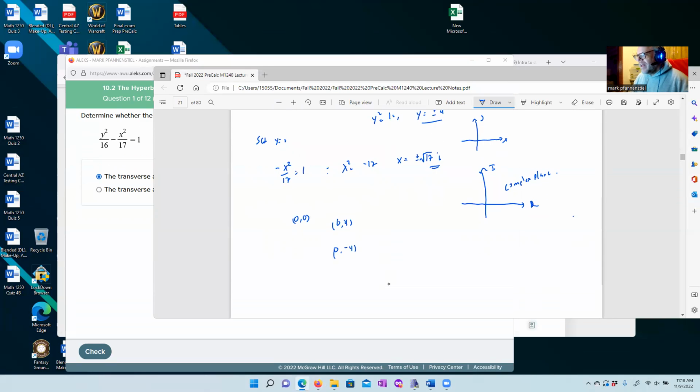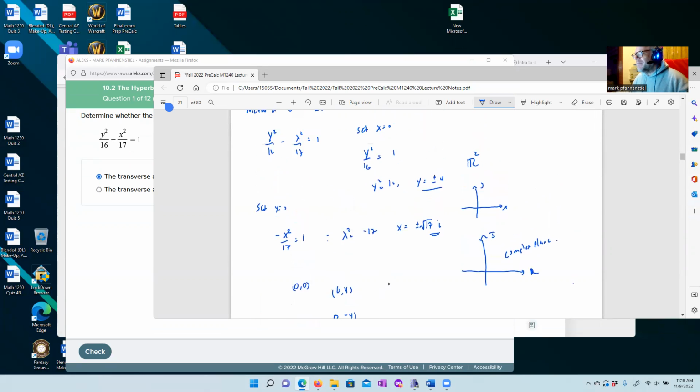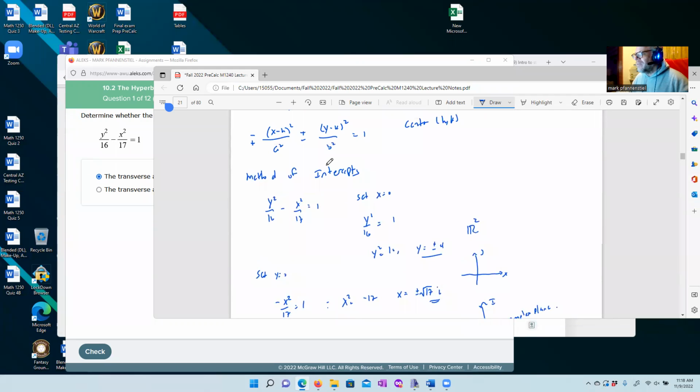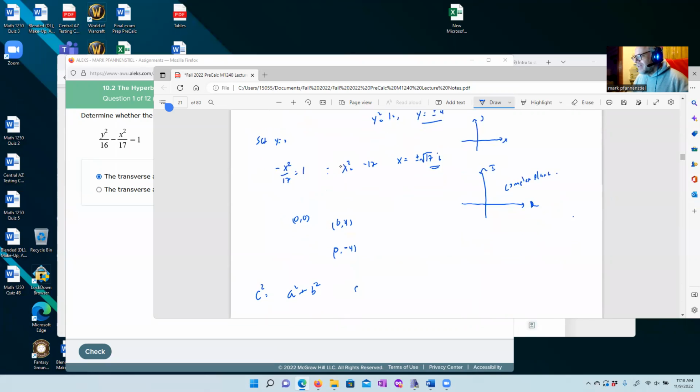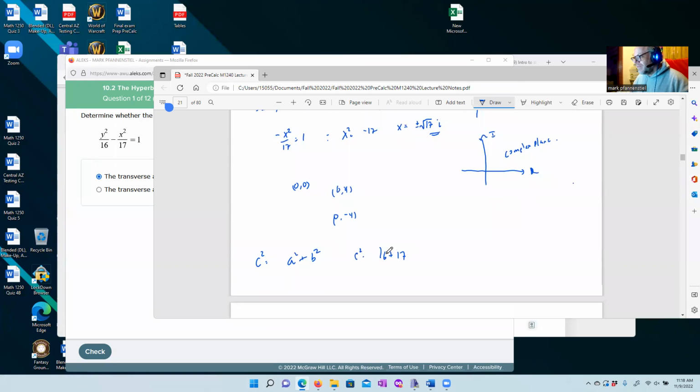For the foci, c squared is equal to a squared plus b squared. These are the same exact things as for ellipses. a squared and b squared are right here, so c squared is equal to 16 plus 17. The foci are now outside of the curve rather than inside of the curve. With the ellipse, it was inside, so we had a squared minus b squared, which brings the points inside. With the plus, it's going to bring them on the outside, so we're adding to it.